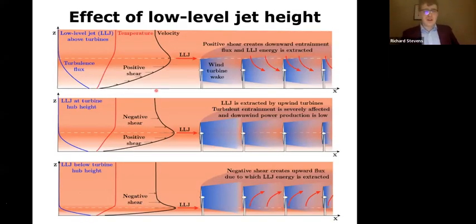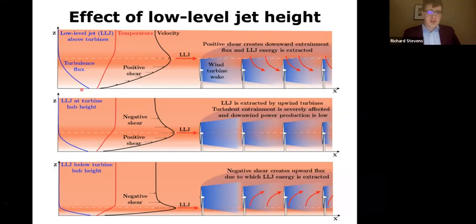In order to get a better understanding of how these wind farms and wind turbines are affected by these low level jets, we performed several simulations in which we changed the atmospheric stability, making different stable boundary layers. In this particular case, we changed the height of the turbine in order to study the height of the turbine versus the low level jet height, and how this affects the performance of the wind farm.